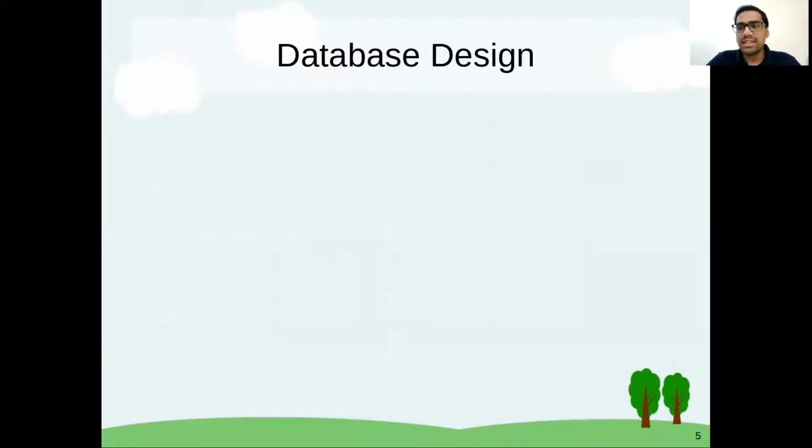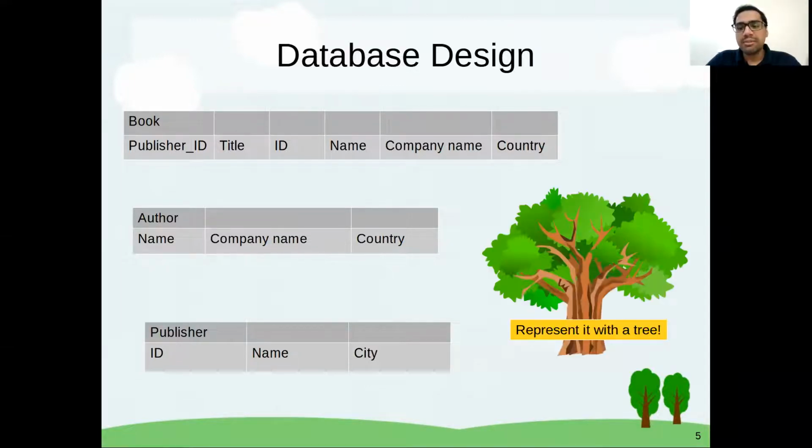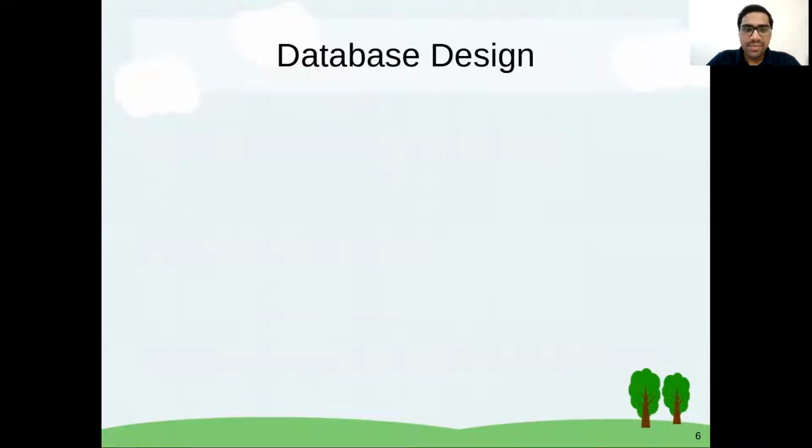The next, database design. Take, for example, these three tables in a database. We have a book table, an author table, and a publisher table. This may be the way that we are used to seeing it, but let's represent it with a tree.